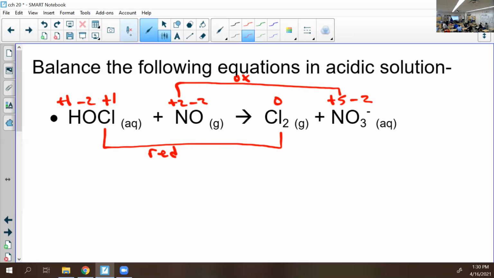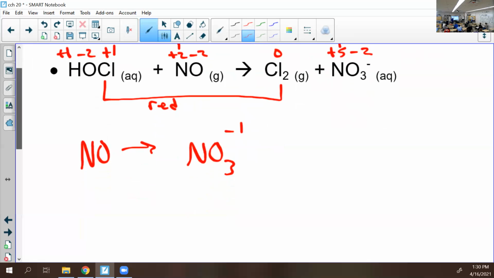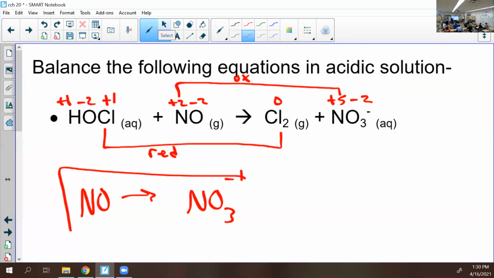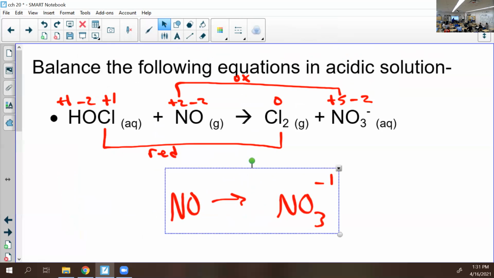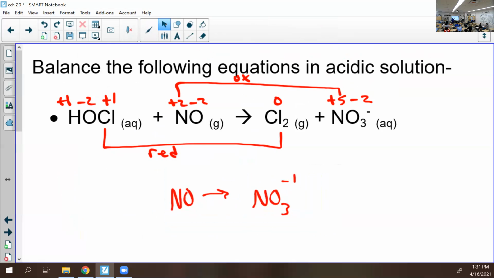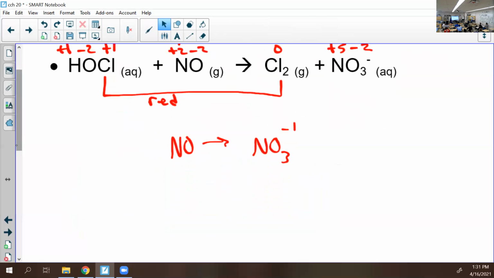So I usually do oxidation first. So NO goes to NO3 -1. That's just me. You don't have to. It doesn't matter at all. Okay, so every time I do these, I do the same thing. I start on the left, but I got to add so much stuff in the middle. Because that's an element. And anything in its pure form is always a 0 charge.